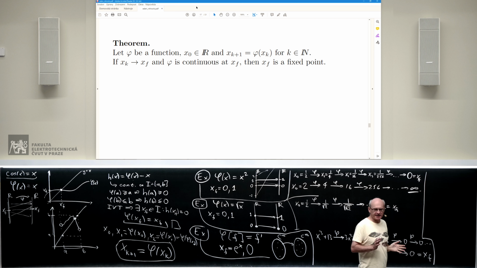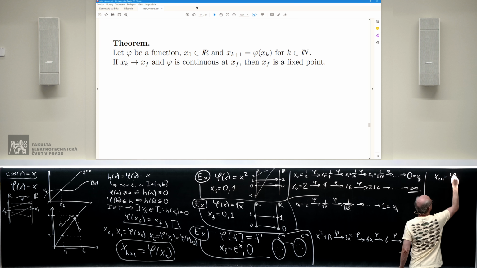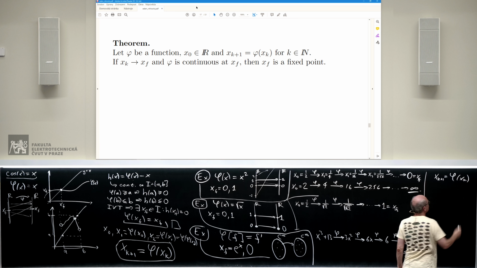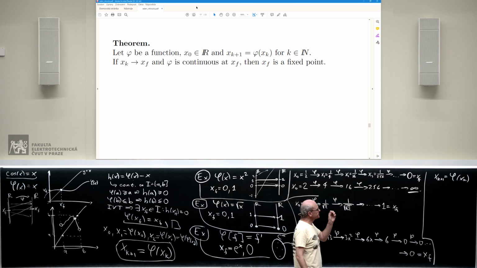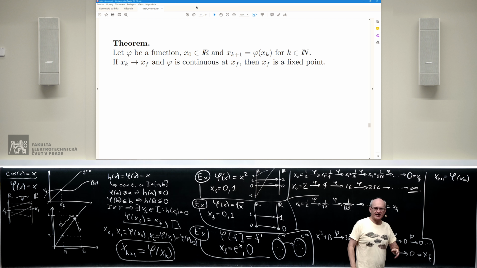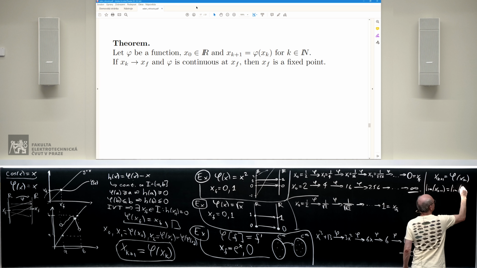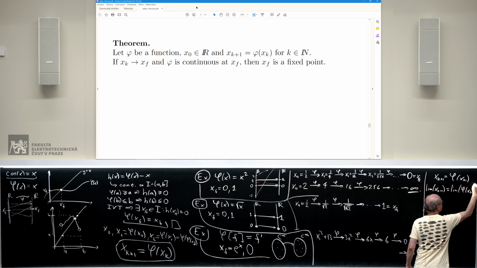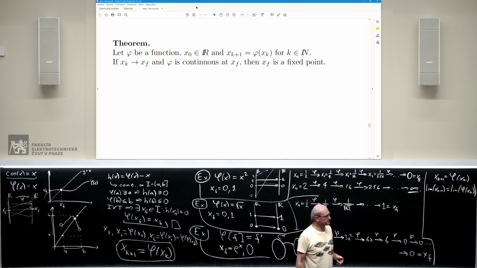Let's see. We have a sequence x_k. What do we know about it? Well, it came from this iteration. So x_{k+1} is phi of x_k. Now, that's an equality. In fact, that's infinitely many equalities. It's equality between two sequences. So I'm going to apply limit to each side. Limit of x_{k+1} is limit of phi of x_k. Can I do it? The answer is yes, if the limit makes sense, if it exists.